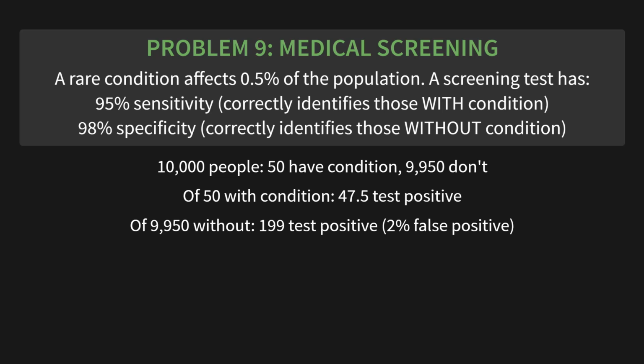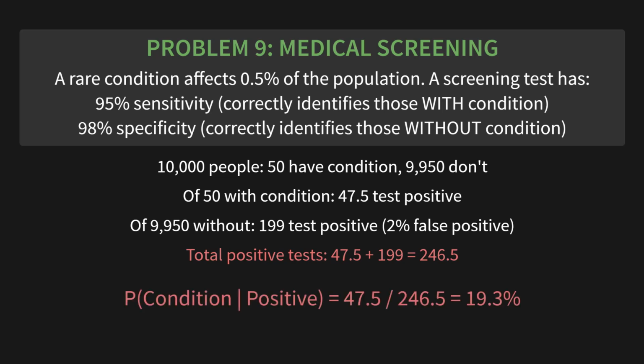So let's add this up. Total positive tests, about 247 people, but only 48 of them actually have the condition. That means if you test positive, your actual chance of having the condition is only about 19%, not 95%, just 19. I know. This seems impossible. How can a 95% accurate test give you only a 19% chance?